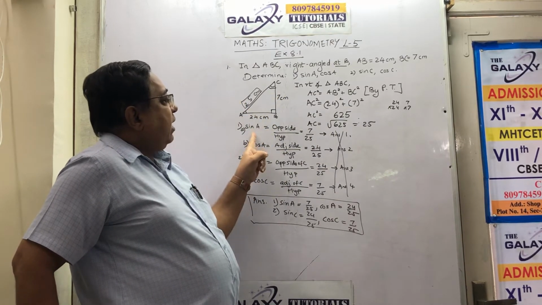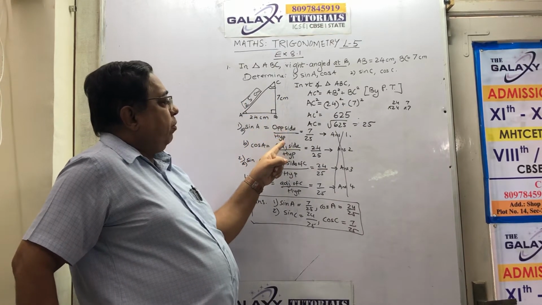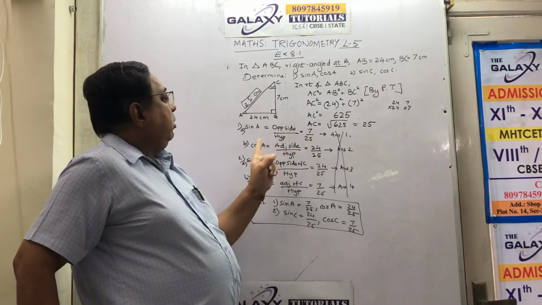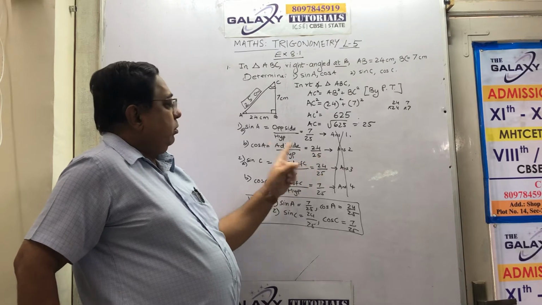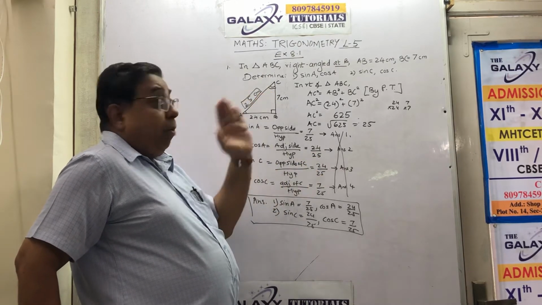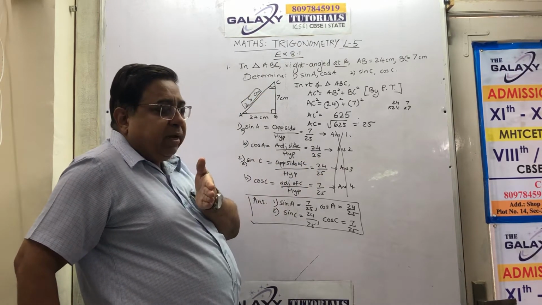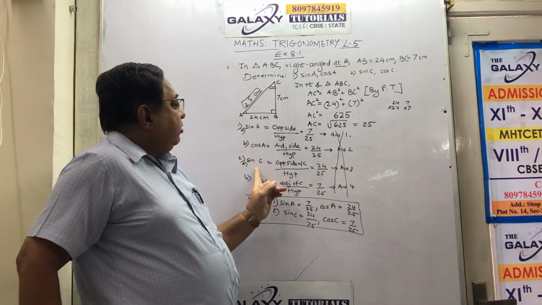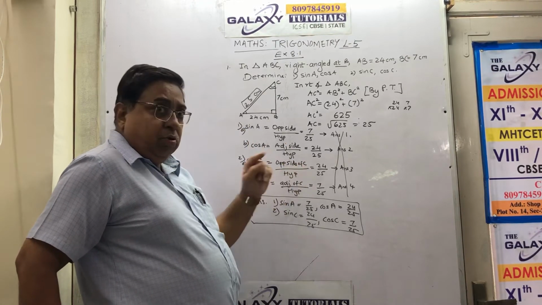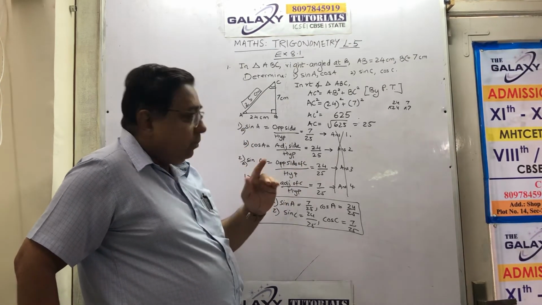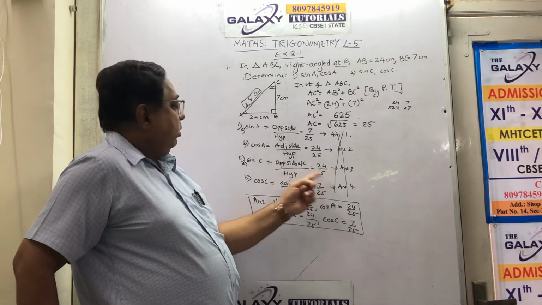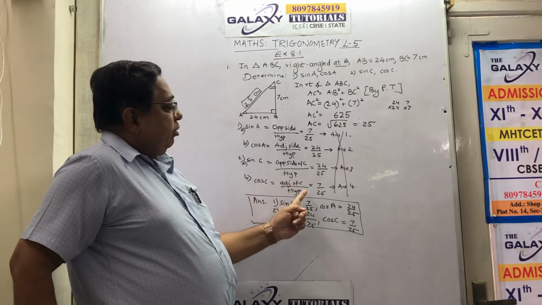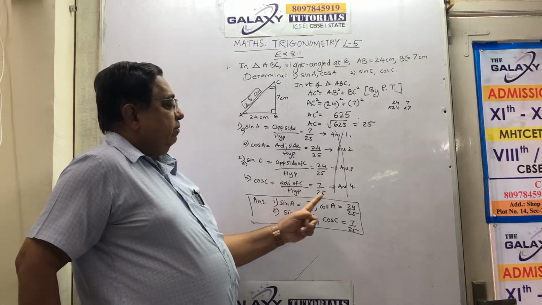I will start. Sine A is opposite side of A upon hypotenuse. I will substitute. Cos A is adjacent side of A upon hypotenuse. I will substitute. I will go to C. Opposite and adjacent change because the angle has changed. So sine C, opposite side of C. Don't look at A. Look from C. And hypotenuse, I will substitute the values. Cos C, adjacent of C upon hypotenuse, I will substitute the values.